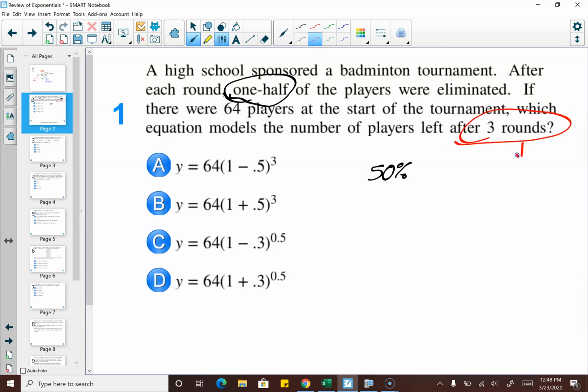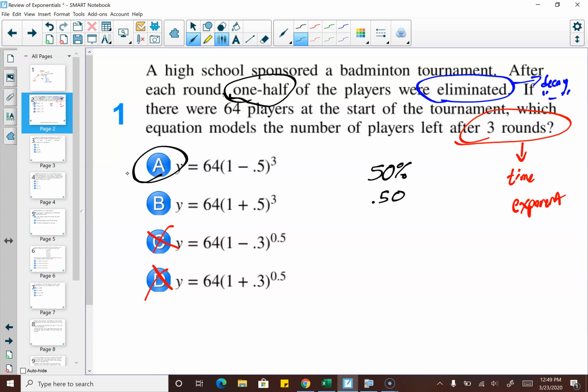Left after 3 rounds. Now, normally our time is in days or weeks or something like that, but in this case, 3 rounds represents our time. So that's got to be our exponent. So right there, C and D are out. So now it leaves us with the fact that if players are eliminated, that means we are going to be in a decay function, which means we are going to subtract. Okay? And again, 50% really would be 0.5 or 0.50. So if we need our exponent of 3, we're decaying, so we're subtracting, and 50% is 0.5, then we are going to be with choice A.